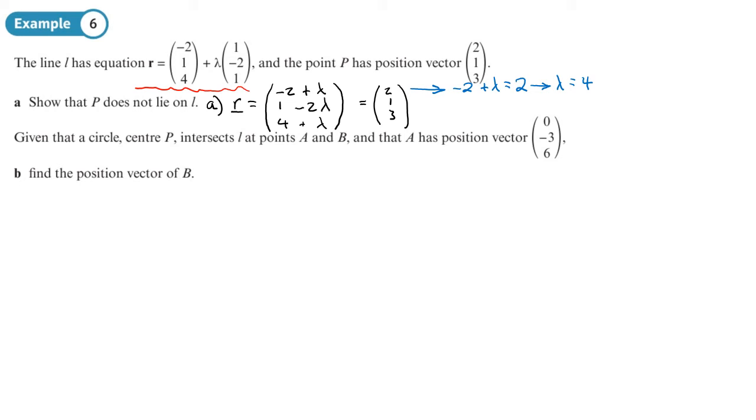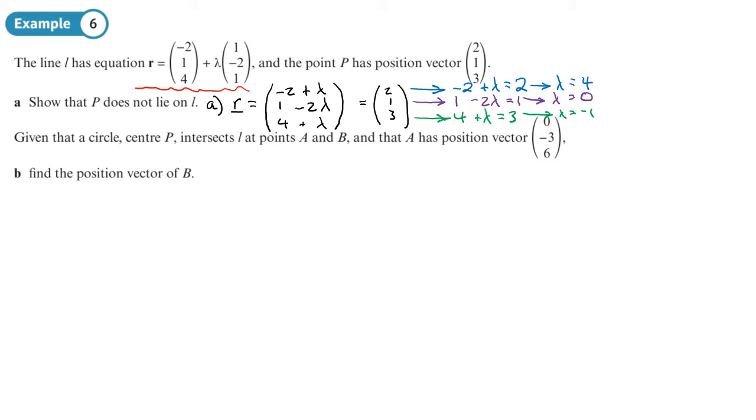So in the second row down here, we will have 1 minus 2 lambda equals 1, which gives lambda equal to 0 in that case. In the bottom row, we will have 4 plus lambda equals 3. So that will give lambda equals negative 1. Can you see we get 3 different values of lambda? So we cannot generate the point 2, 1, 3 with a single value of lambda.